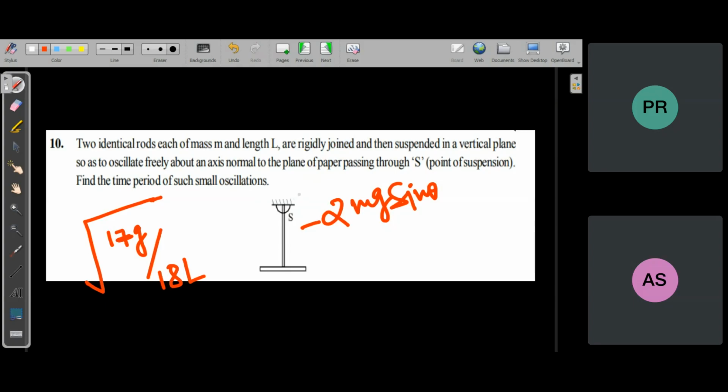Again read that, it is minus 2 mg sine theta into y, sir. Into y, and displacement I'm making. What is y? Sir, I'm saying the displacement of the body, sir. And this is equal to I alpha, sir, that is 17 by 12 m l square theta, sir.